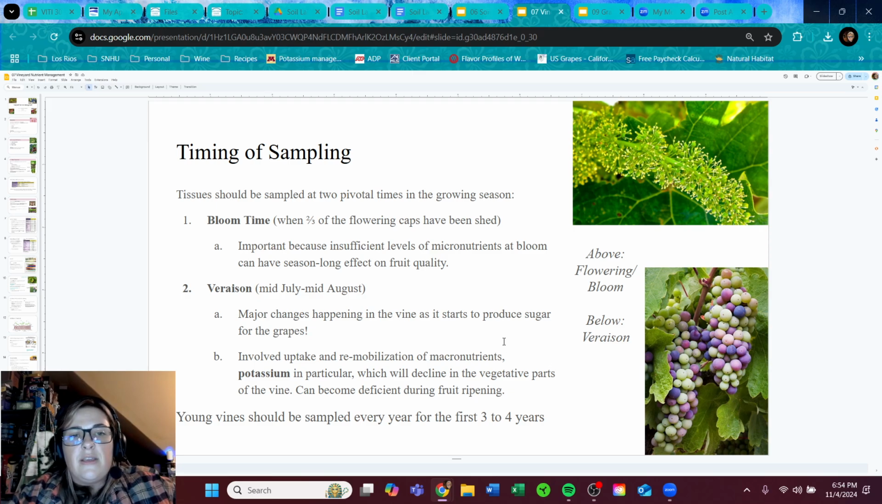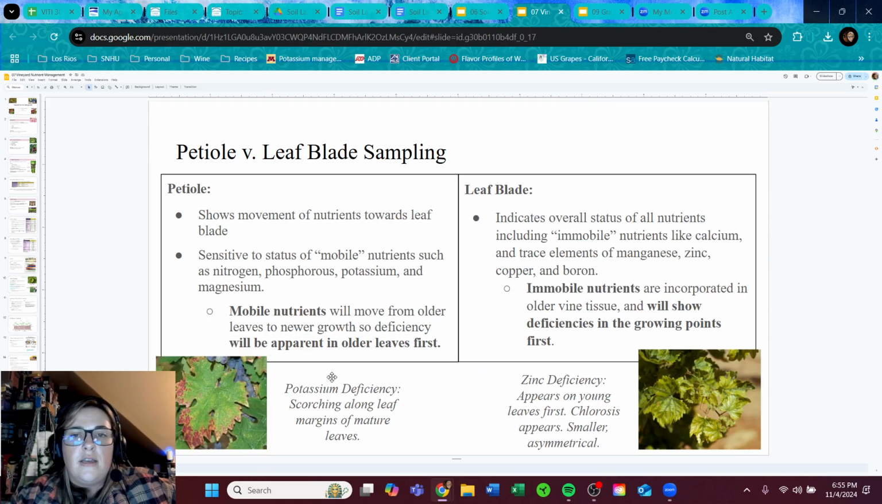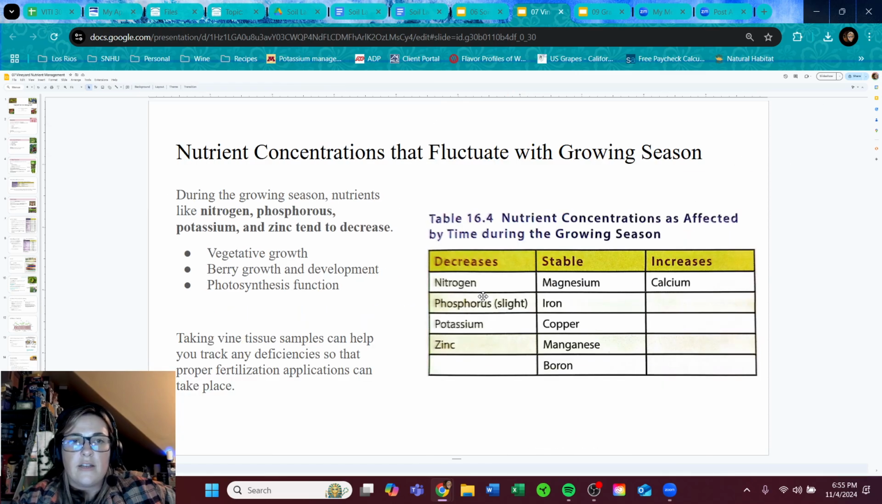Timing of sampling. I don't think I'm going to ask about timing of sampling. This is more for your information. But this is important to me, petiole versus leaf blade. So understanding which sampling has mobile or immobile nutrients and why you'd want to measure either of those. So put a star on this slide for sure. Okay, nutrient concentrations that fluctuate with growing season.